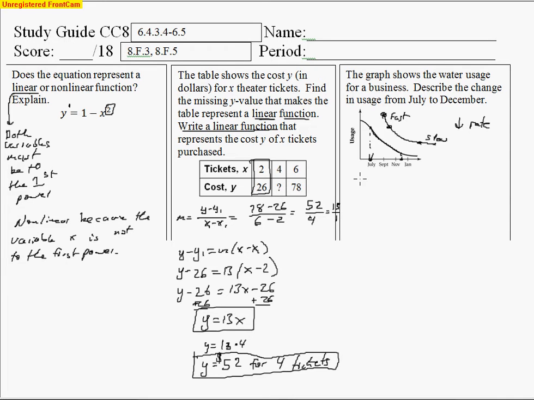So we would say water usage from July to December is decreasing because it's going down. It's definitely decreasing as we go down. The usage is going down, so it's decreasing at a decreasing rate. Well, let's take a look at our next problem.